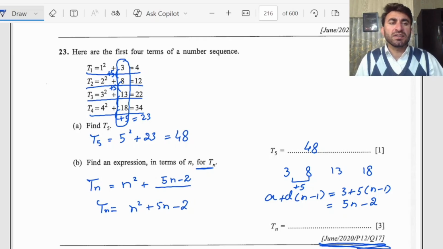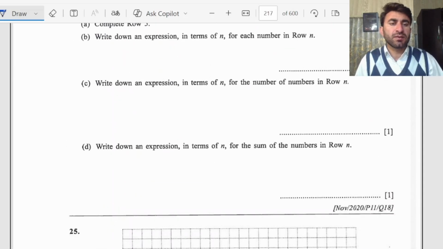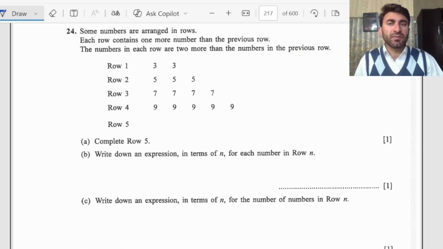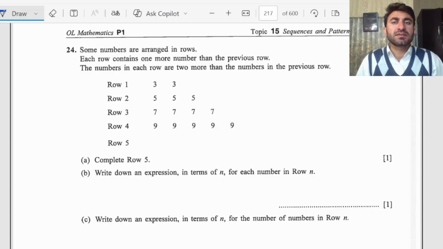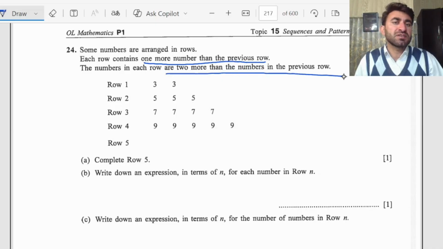Let us move to the next question. It is from November 2020, Paper 1, Variant 1, and that is question number 18 of that paper. Let us start from the very beginning. It states: some numbers are arranged in rows. Each row contains one more number than the previous row. The numbers in each row are two more than the numbers in the previous row.